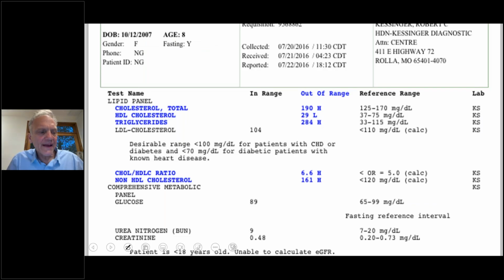So she comes back in, she's still tired. So I said, okay, well, let's do a workup on her. And I did general blood on her. And look at these numbers. This is the 8-year-old. Look at these numbers.